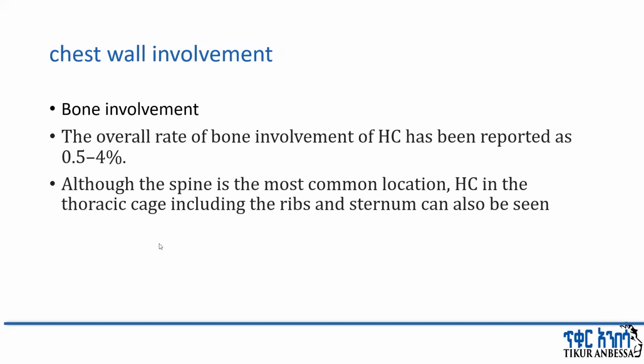Just bone involvement: the overall rate of bone involvement of hydatid cyst has been reported as 0.5 to 4%. Although the spine is the most common location, hydatid cyst in the thoracic cage, including the ribs and the sternum, can also be seen.